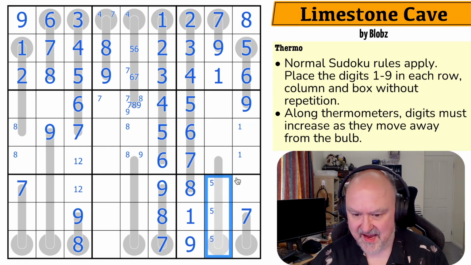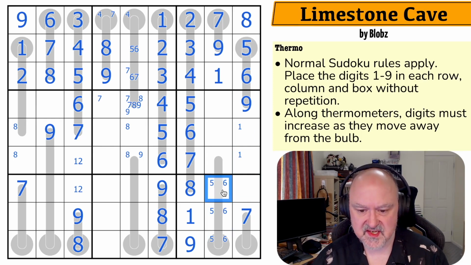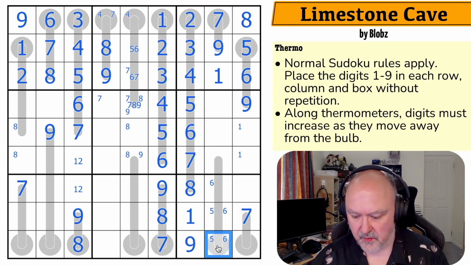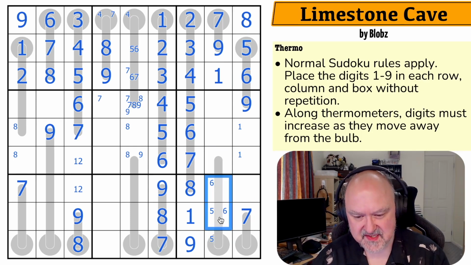5 and 6 have to be on this thermo because I can't put them in those cells, and I can't put the 5 higher than the 6. If this is the 5, the 6 would be below it. If this is the 6, the 5 would be below it. So that can't be the 6. But there must be a 6 in one of these.